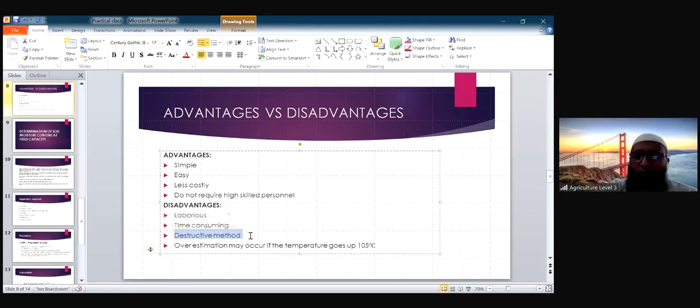We determined soil moisture not by gravimetric, not by that destructive method. That is kind of in situ determination.